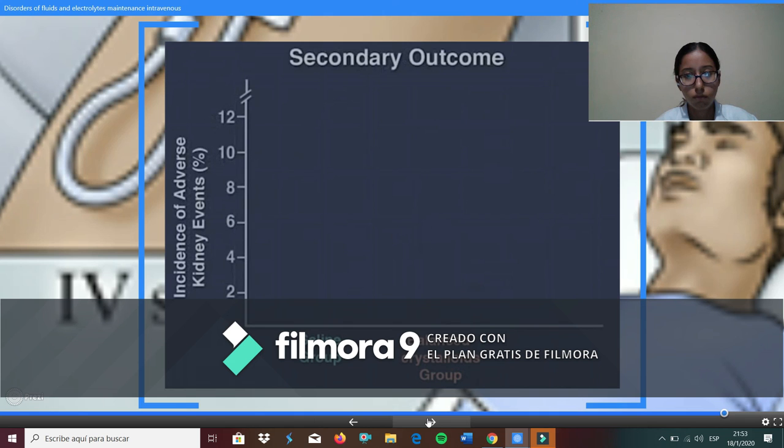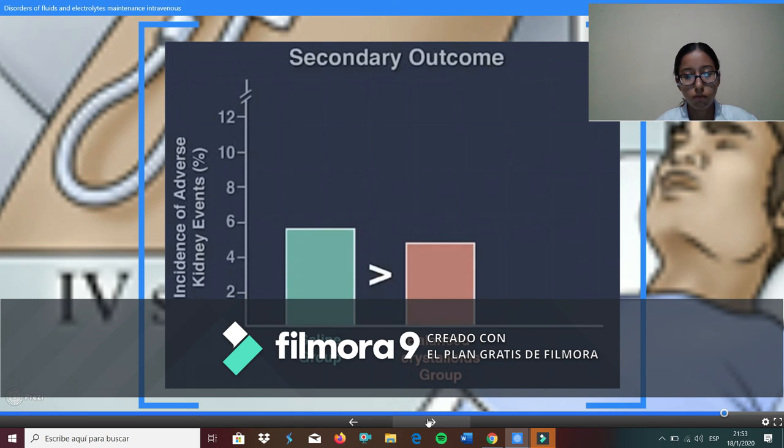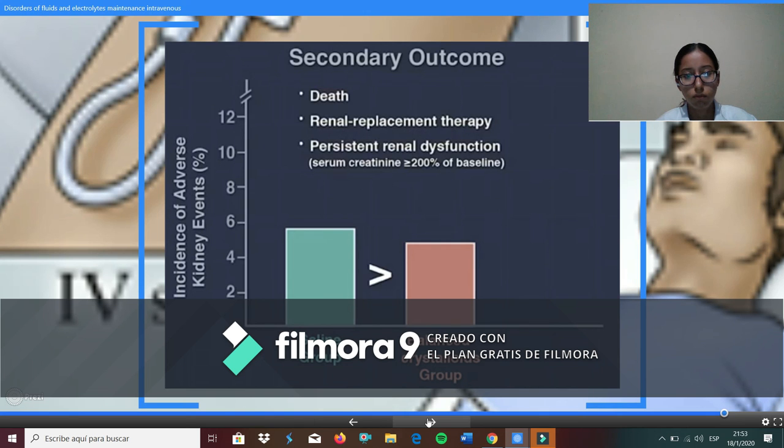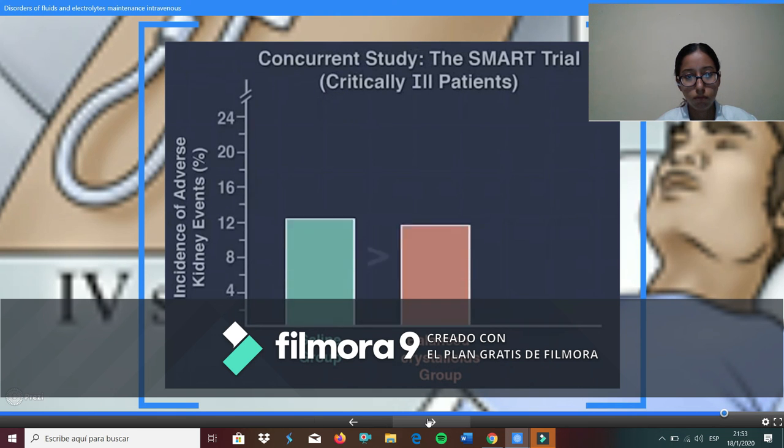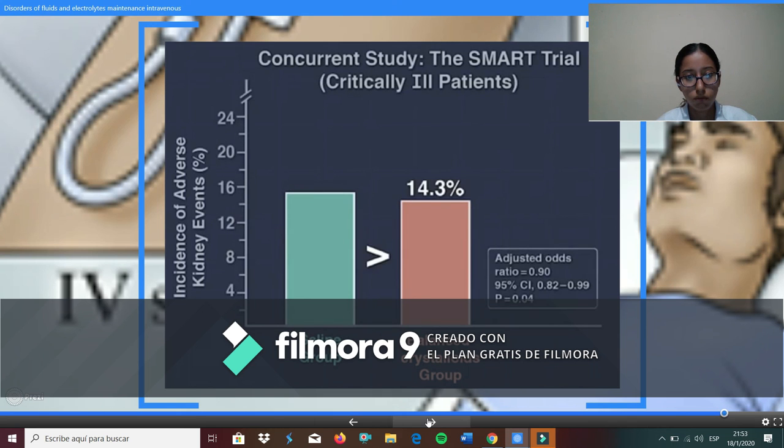Patients in the balanced crystalloids group had a lower incidence of the secondary outcome of major adverse kidney events within 30 days, which was a composite of death, renal replacement therapy, and persistent renal dysfunction, 4.7% versus 5.6%. A concurrent study performed among critically ill patients also showed a reduction in major adverse kidney events within 30 days, 14.3% with balanced crystalloids versus 15.4% with saline.